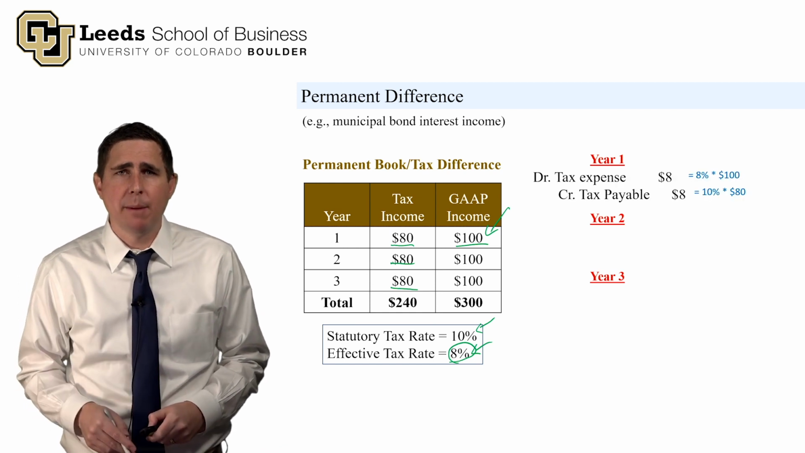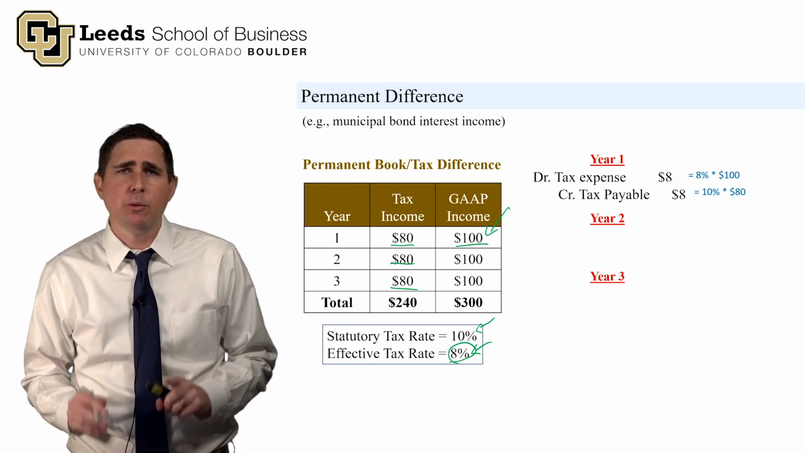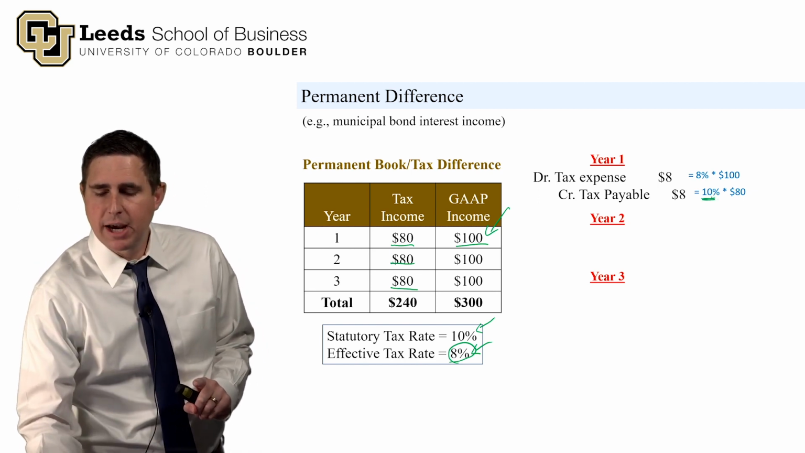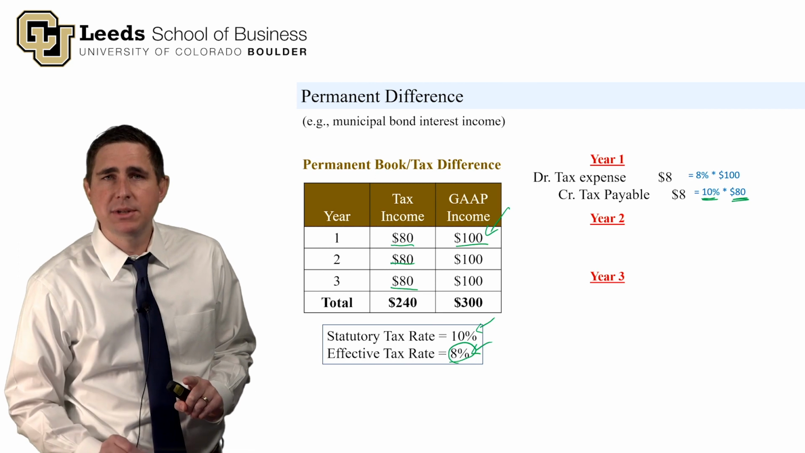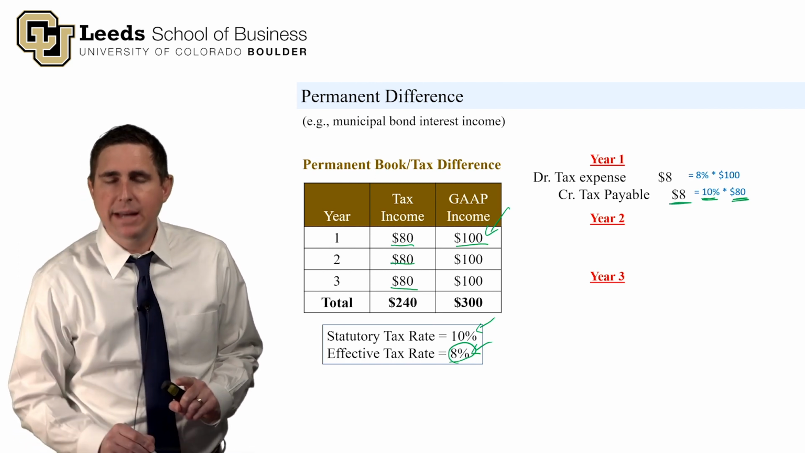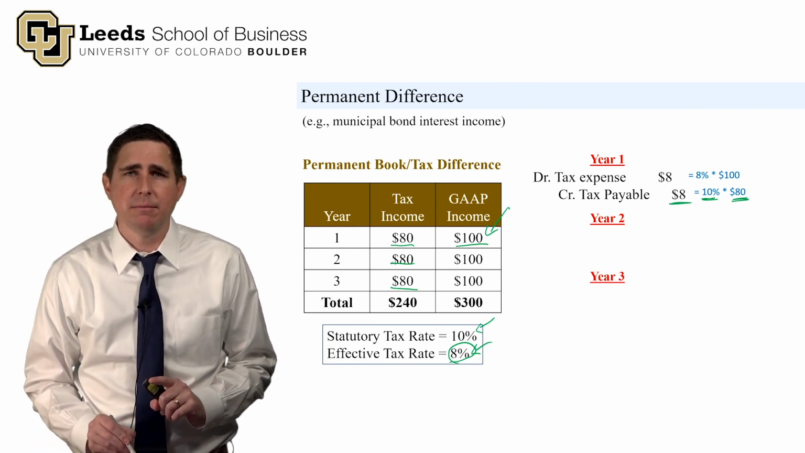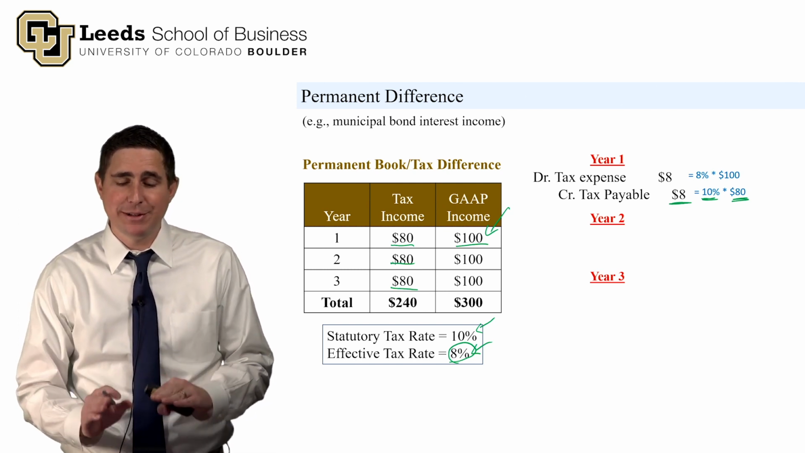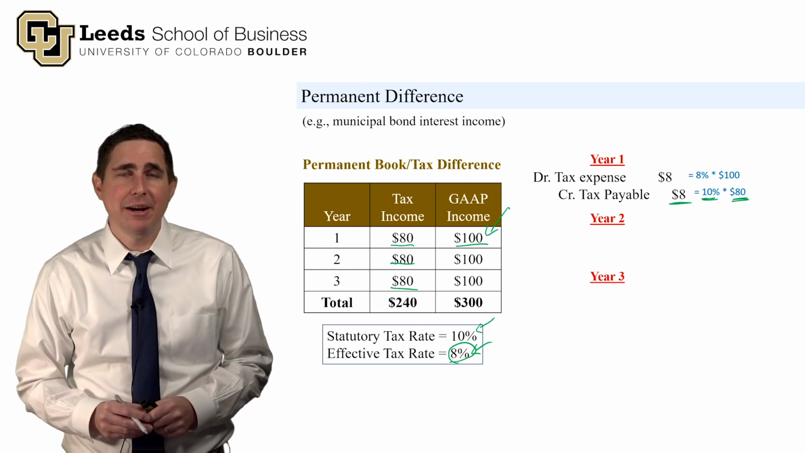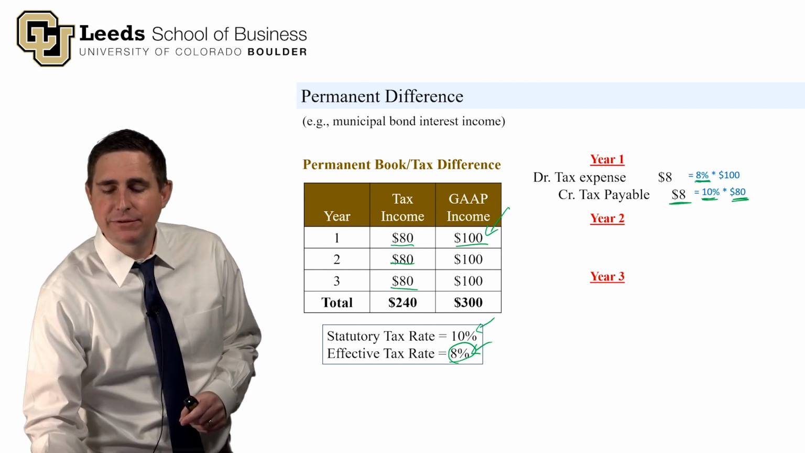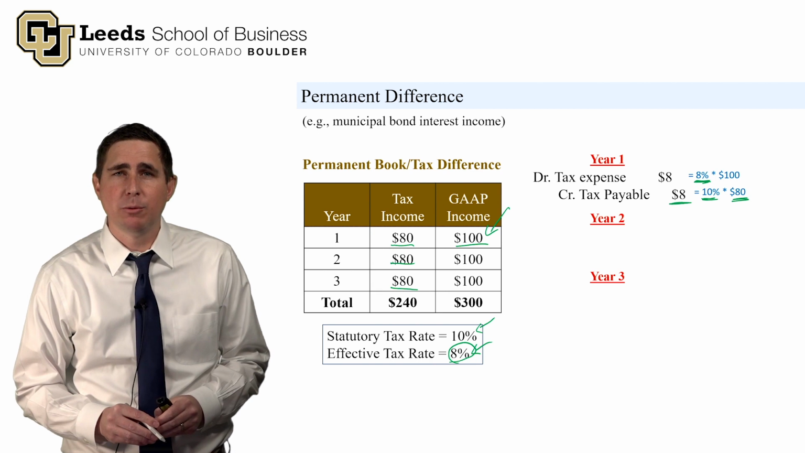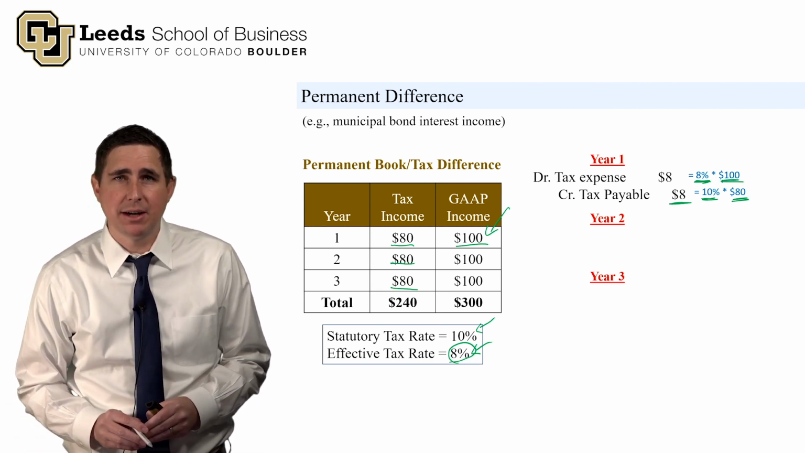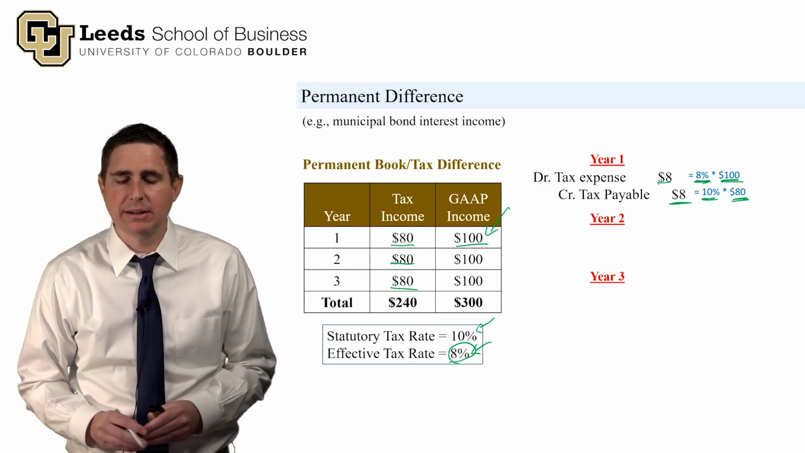Okay, in year one, what happens? Here's the journal entry. First, remember, we credit taxes payable for the amount we owe to the government. The statutory tax rate is 10%, taxable income is $80, and so we owe $8 to the government. That's taxes payable. Step two is to compute tax expense, and even though it's the same result, we calculate it in a different way. We take the effective tax rate, which our accounting department determined was 8%. We multiply by $100 of GAAP pre-tax income, and we have tax expense of $8.